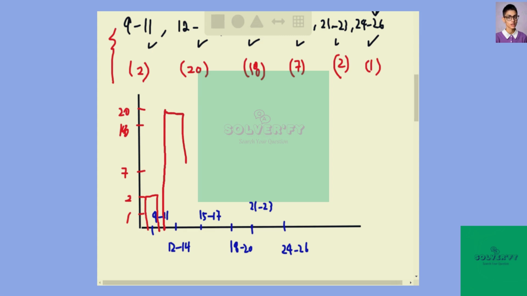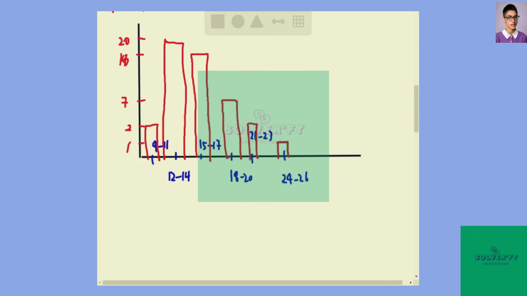Okay, so here and here. 15 to 17, we had 18, so it's here. It should look like this. And 18 to 20, that was a 7, so here. And 21 to 23, we have 2. And 24 to 26, we just have 1, okay? So we have this data. All right, it looks like it's skewed right. Yeah, okay, so it looks like skewed right.